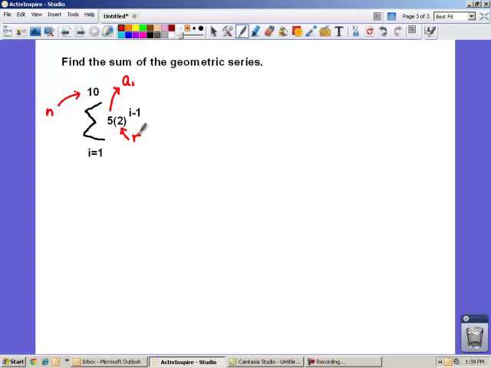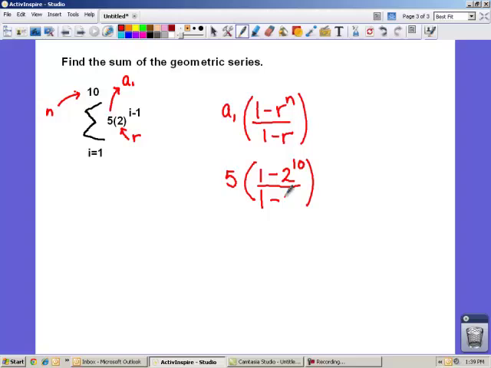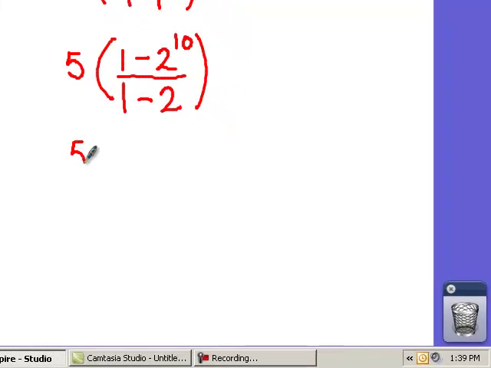So if we set the formula up, we need to plug in numbers for everything that we see here. So our a1, well, that's going to be 5. Our r is 2. And the n is 10. And we're going to divide that by 1 minus 2 again. Now, when you simplify, this is where it becomes a little tricky. You need to first figure out what the exponents are in here. So 2 raised to the 10 power is 1024.